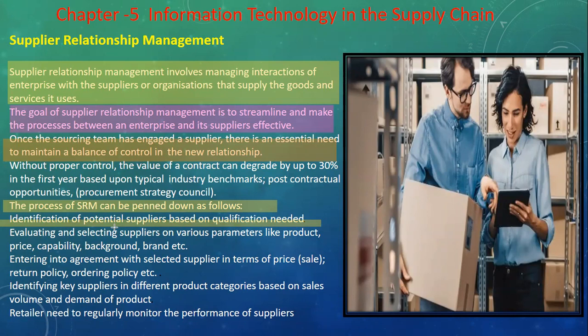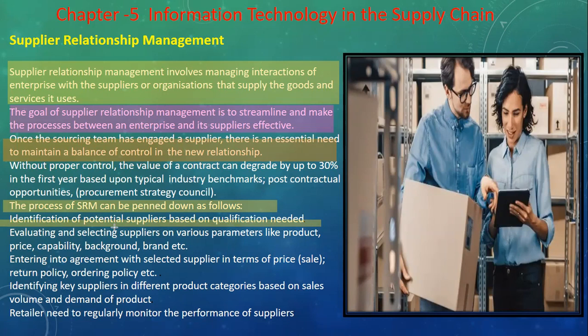What is the price level of this product? What are the capabilities? Capabilities means how he can manage the highest level of orders. The background also needs to be understood: you need to check the history of that supplier, which companies he worked with previously. And for brand, you also need to understand whether it is new or old, and how they manage the brand. So this is also important in supply chain relationship management.